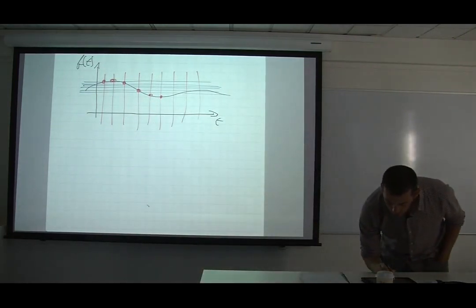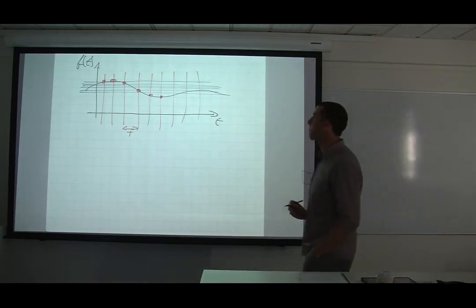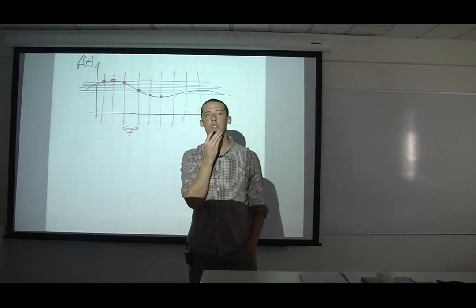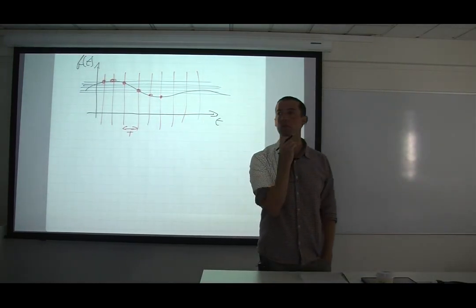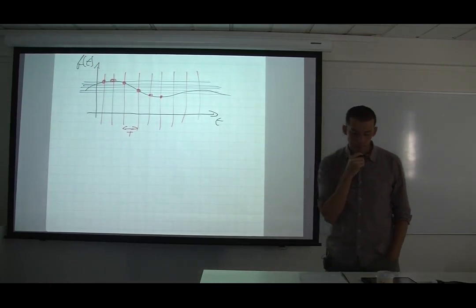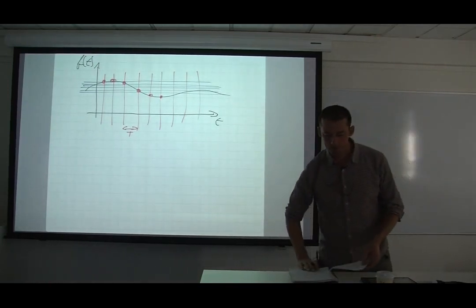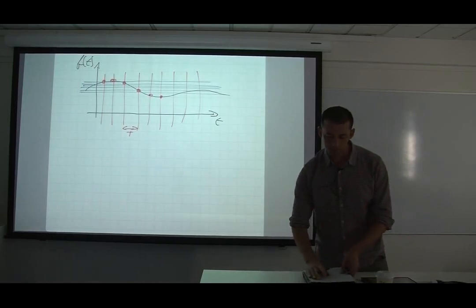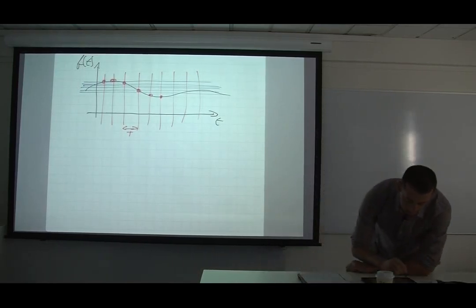So the question we're going to deal with first is, what should that interval be? How fast should we take samples of the signal in order to perfectly represent it without any loss of information? And this is called the sampling theorem. So let's start there.